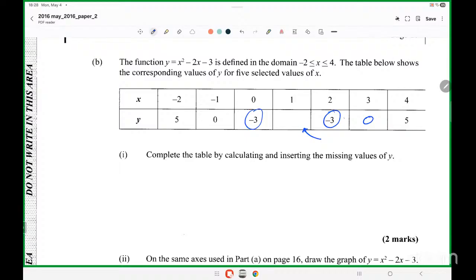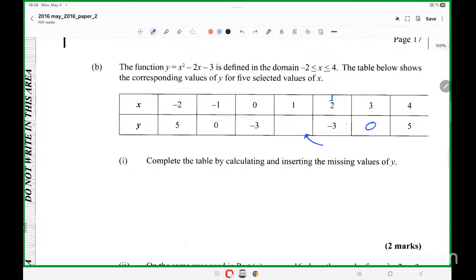Because these two values are the same, the axis is halfway between 0 and 2. Halfway between 0 and 2 is 1, so the axis is at x equals 1. Right here is the axis, or rather the vertex. The axis is the line, the vertex is the point. So I'm going to put x equals 1 in to find the y value: 1 squared minus 2 times 1 minus 3.